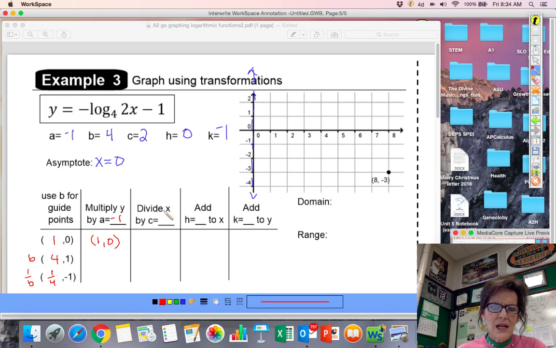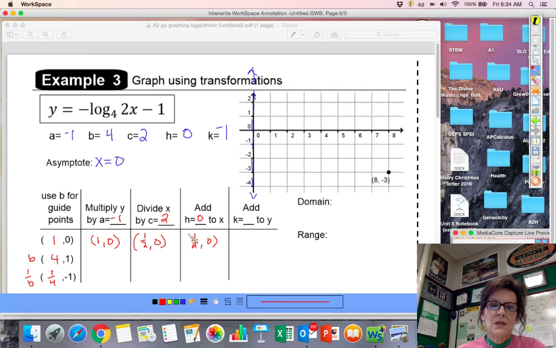Now we're going to divide our x value by c, which is 2. And when we divide it by 2, again, what does that get? Smaller. So we're looking at what? A horizontal compression. So when we divide by c equals 2, we get 1/2, 0. And then we add h to x. Our h value is 0. 0 plus x is still 1/2. Adding 0 doesn't change anything.